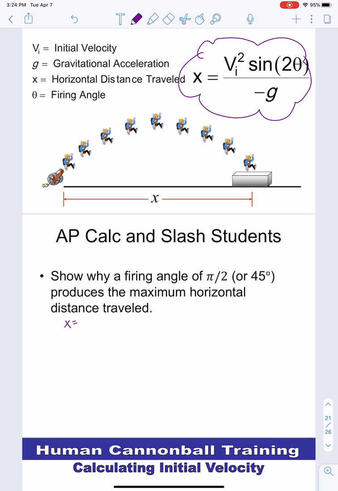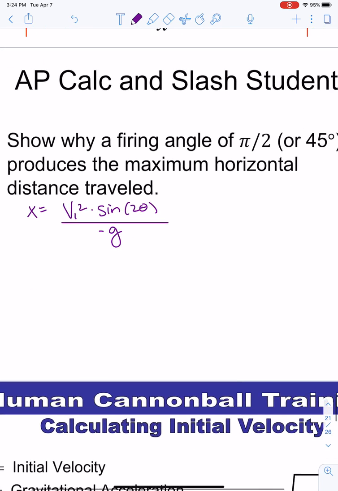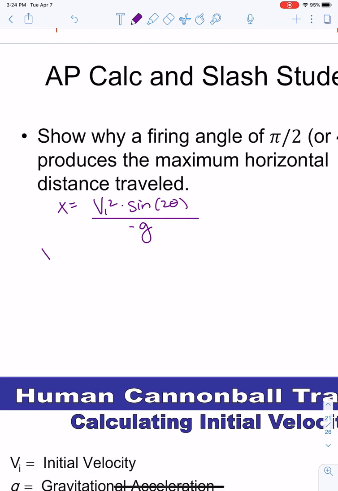So if this is my function for x, sine 2 theta, then I'm gonna take the derivative in terms of theta in order to maximize this function. The velocity and the gravity, I'm going to consider constants when they fired that. So I'm just going to rewrite this as x is a constant times sine 2 theta.